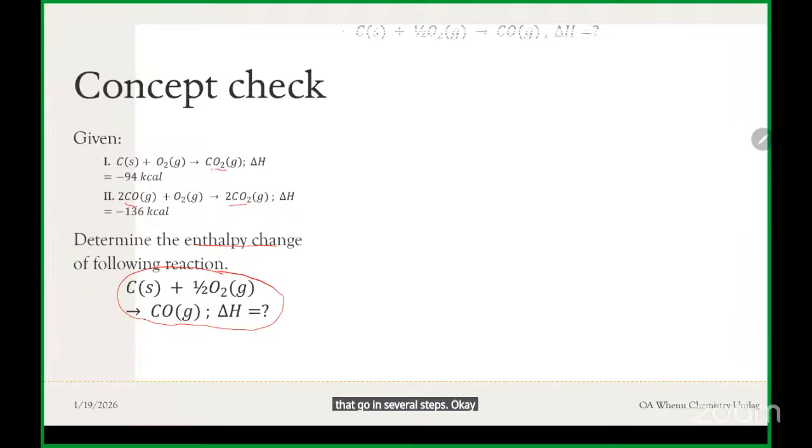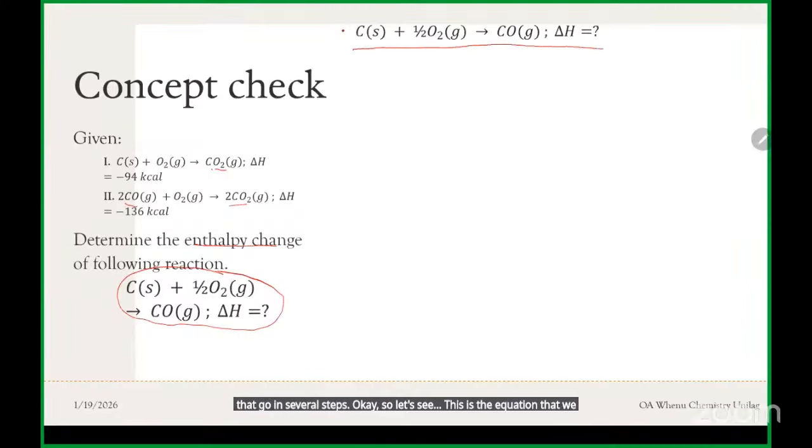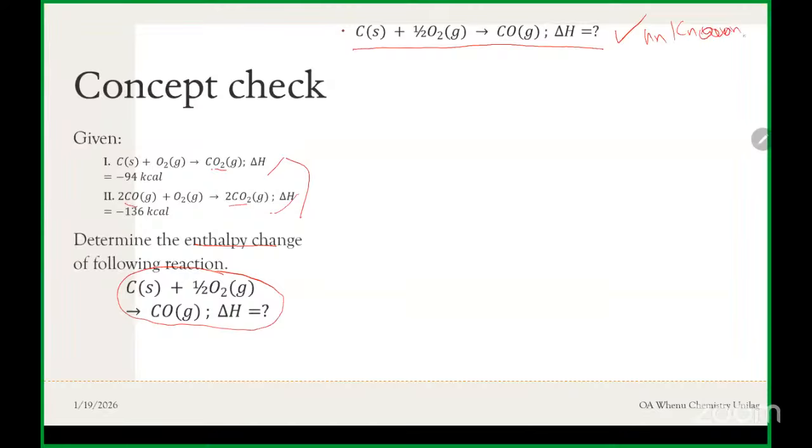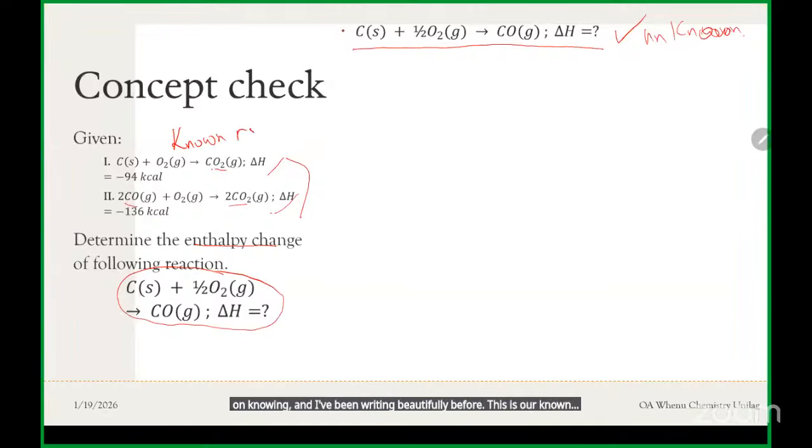Okay, so let's see. This is the equation that we are to determine the enthalpy change for. So when you're given such an equation and you're given other expressions, the ideal thing is to compare them. When you're trying to compare, the ones that you know, you want to align with the unknown one. So this is our unknown. This is our known reactions.